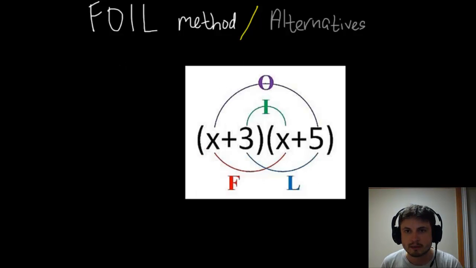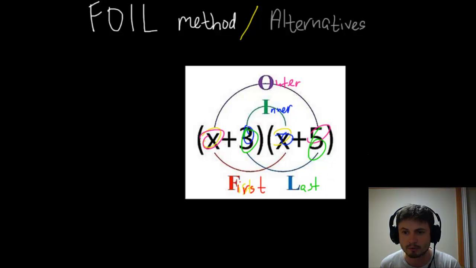A lot of the books like to explain FOIL this way. So you take this term and you multiply it by this term, and this is called first, so it's F. Then you take this term and you multiply by this term, and this is called outer, so it's O. Then you take these two terms and you cross multiply them, and this is what they call inner, so it's I. And finally take this term, and this is last, so it's L. FOIL.